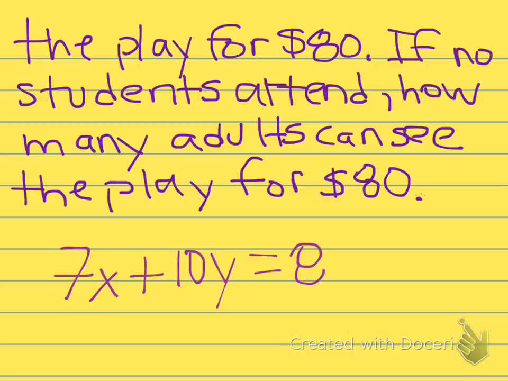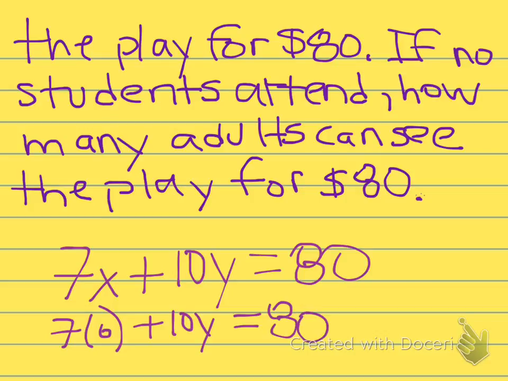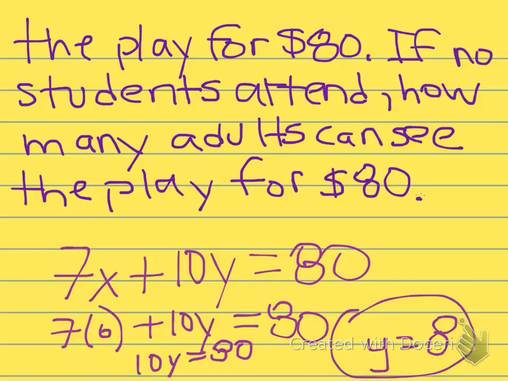We're going to plug in 0 for X. So we get 10Y equals 80, and we divide both sides by 10 to get Y by itself. So Y would be 8, or 8 adults can go to the play.